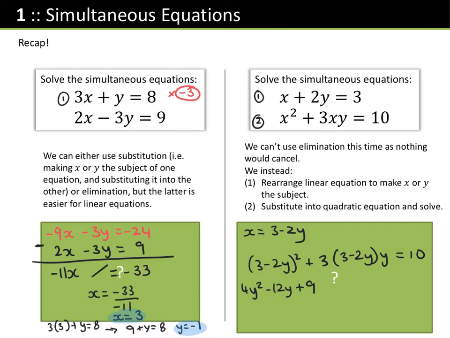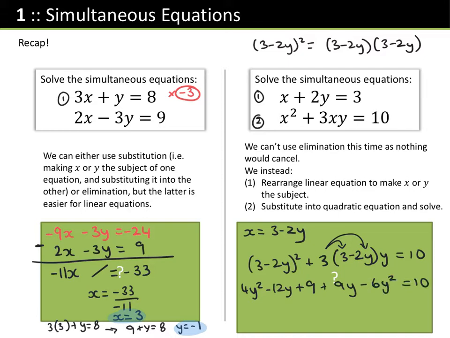Again, I've literally expanded that in my head, but we should all be comfortable with (3 minus 2y) squared equals (3 minus 2y)(3 minus 2y), okay? But I'm doing it in my head. Then I'm going to do 3y times both of these, okay? So I'm going to get plus 9y minus 6y squared equals 10. Again, I'm doing multiplying in my head because that's something that you should be able to do.